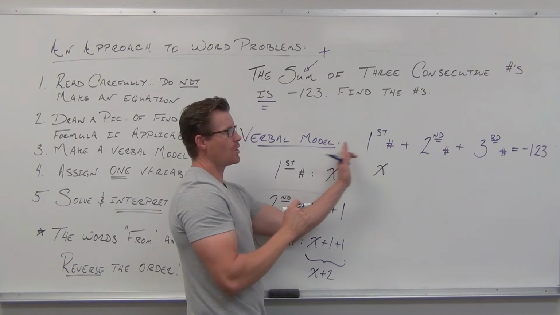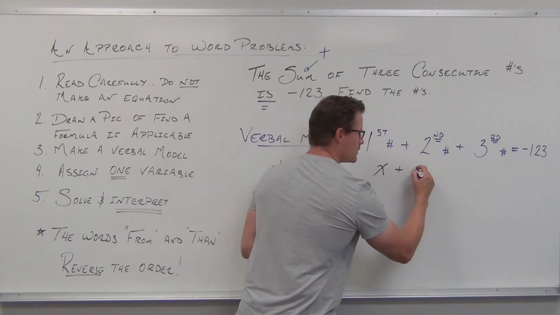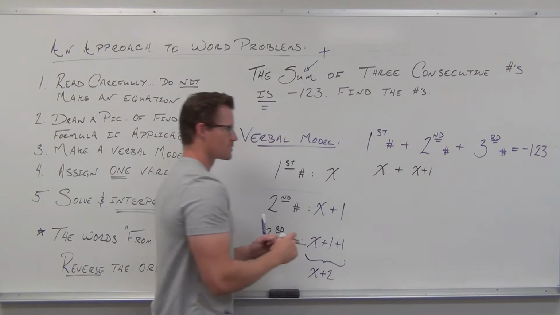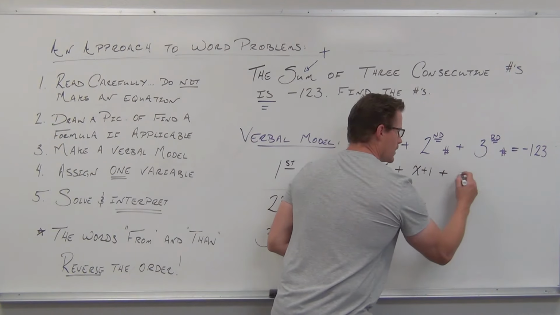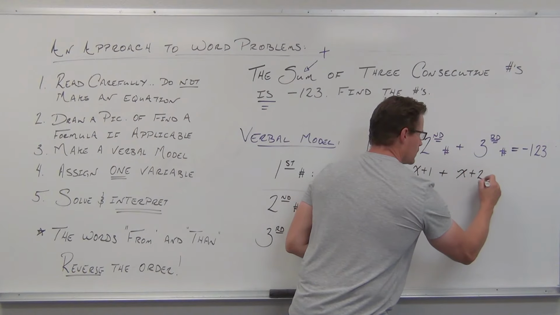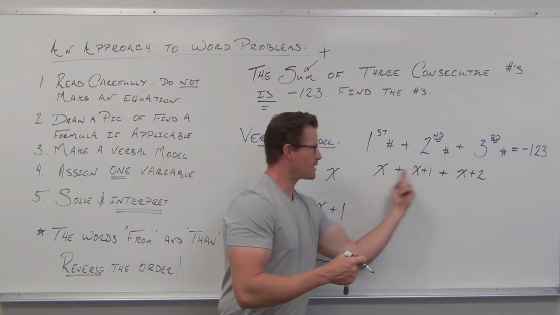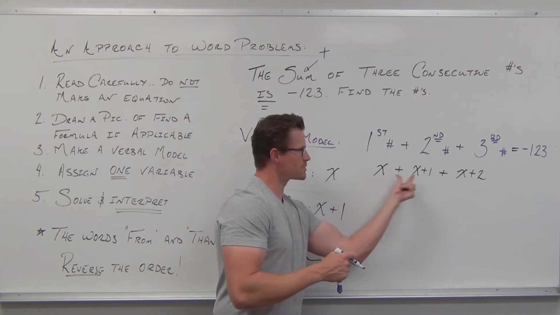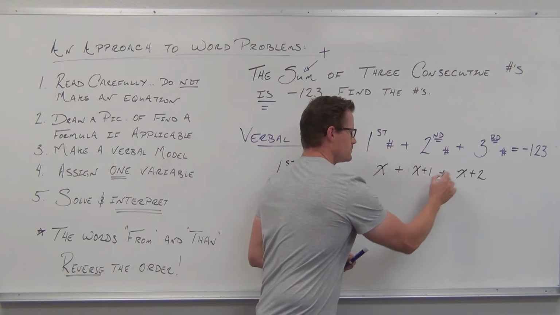I know is x. We already know it was a sum. The second number would be x plus 1. Here's the first number, here's the second number. The third number would be x plus 2. Here's the first number, here's the second number, here's the third number, here's the sum of the first number, second number, and third number. Some people choose to put parentheses around it.